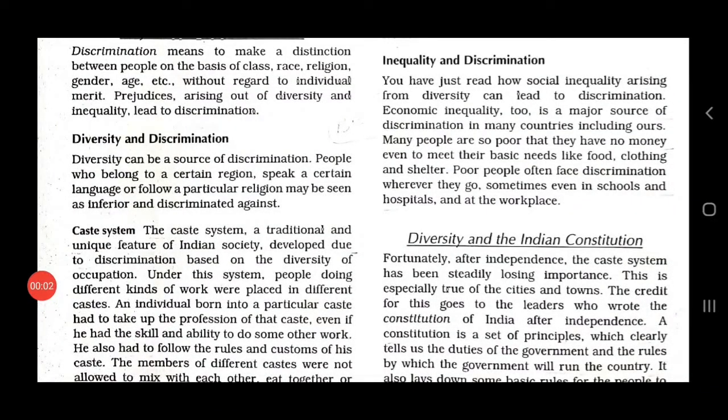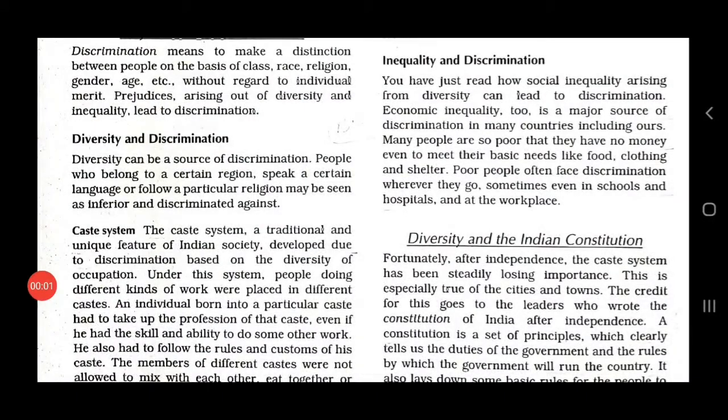Now, here they are telling children that we have already studied that social inequality which arises from diversity leads to discrimination, right? But economic inequality also is a major source, also gives rise to discrimination, in many countries, including our country, India. How? See.